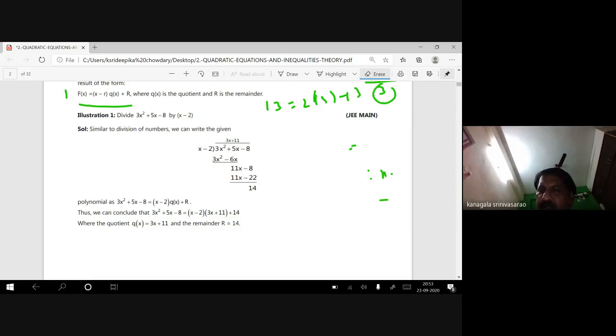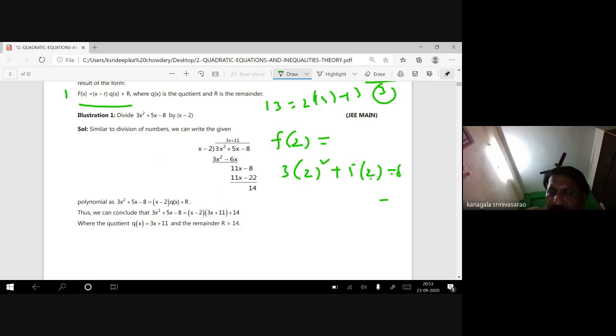To find the remainder, we can go directly. Remainder means directly f of 2. F of 2 means 3 into 2 whole squared plus 5 into 2 minus 8. That is 12 plus 10, which is 22, minus 8. So 14 is the remainder.